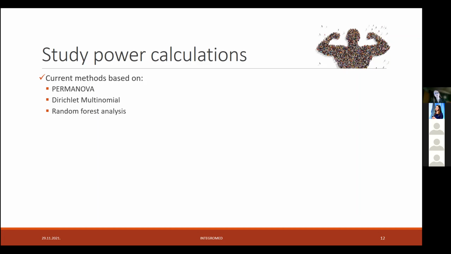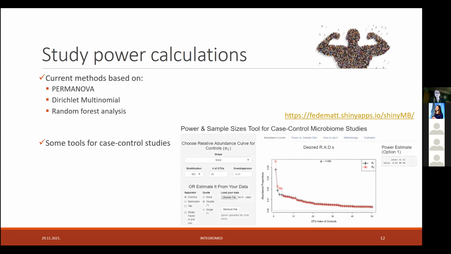They maybe have some suggestions, but they don't have the answers. They just say that we should do it. However, it's all not so bad. There are some tools available for case control studies. For example, this one is created on R Shiny, and it's quite user friendly. You can just change some parameters and obtain information about the expected study power.